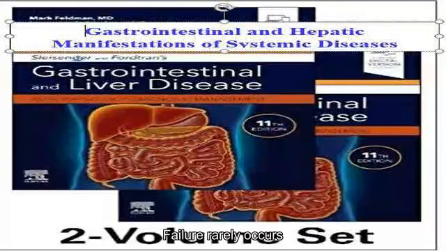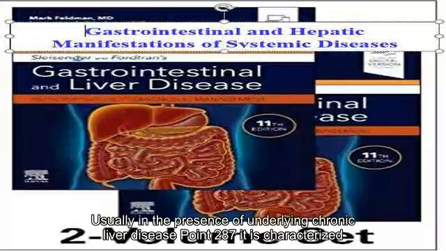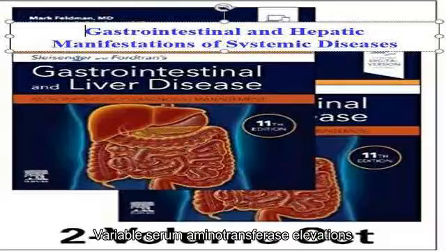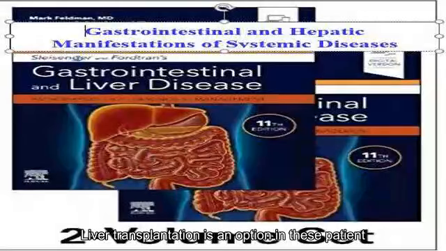Acute hepatic failure rarely occurs, usually in the presence of underlying chronic liver disease. It is characterized by jaundice, variable serum aminotransferase elevations, progressive coagulopathy, and encephalopathy. Liver transplantation is an option in these patients.